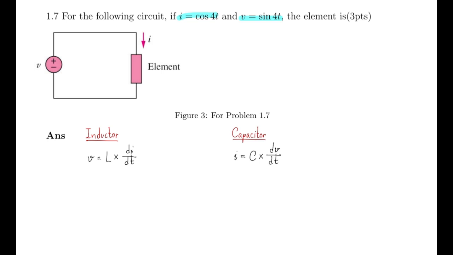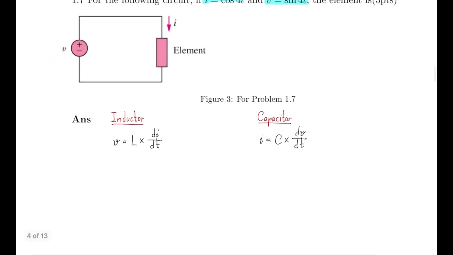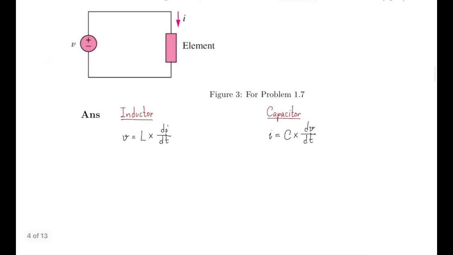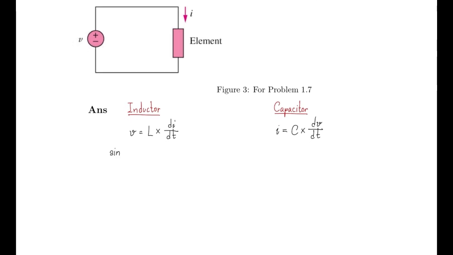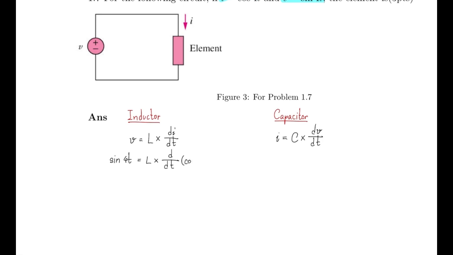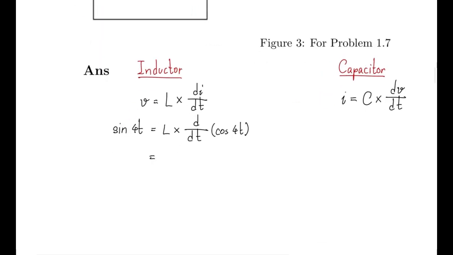As we are given the voltage and the current, we can use the two previous relationships to find the inductance and capacitance of the element. If the inductance turns out to be negative, then the element is a capacitor. Likewise, if the capacitance turns out to be negative, then the element is an inductor. Let's find the inductance first. Substitute V and I into the formula, then compute the results.